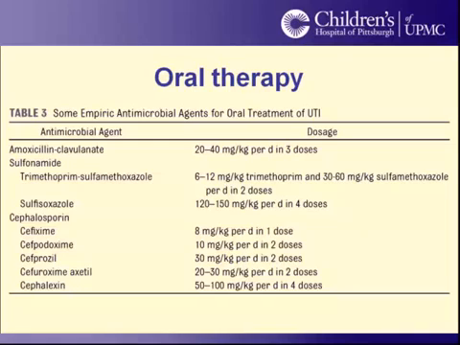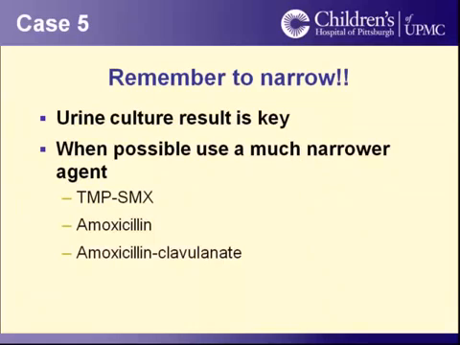When you're talking about the definition of therapy in these cases, urine culture results are key to narrowing your therapy. You have to be very vigilant to make sure you monitor what comes back in these cases, and when possible, use a much narrower agent. Amoxicillin is actually quite effective alone for many E. coli strains. It is definitely a choice that you could use.